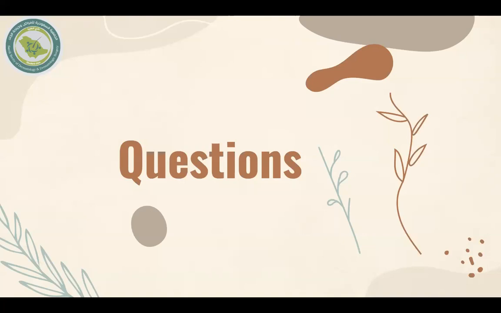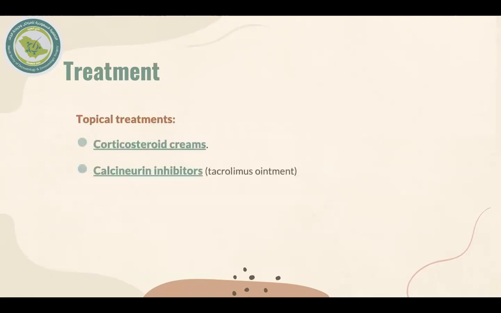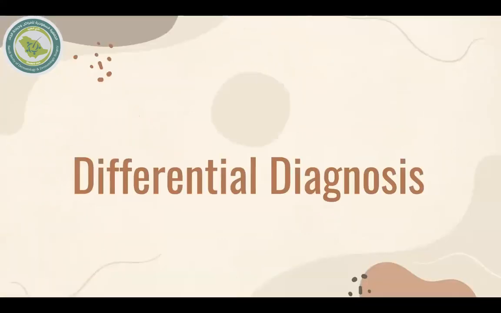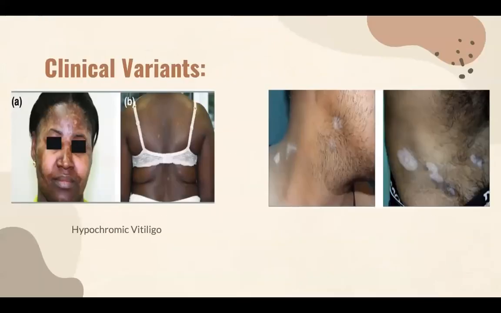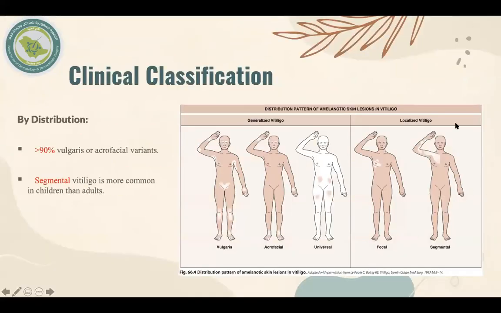Doctor, would you please repeat what segmental vitiligo means? Segmental vitiligo is a type of localized vitiligo, and it means one or more macules involving one or multiple segments of the body, but usually unilaterally and stopping at the midline.